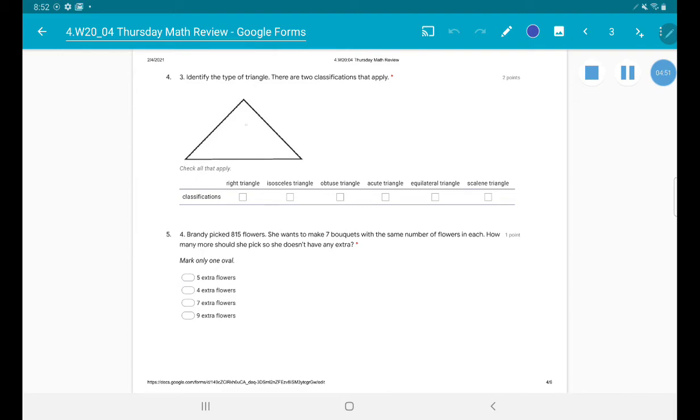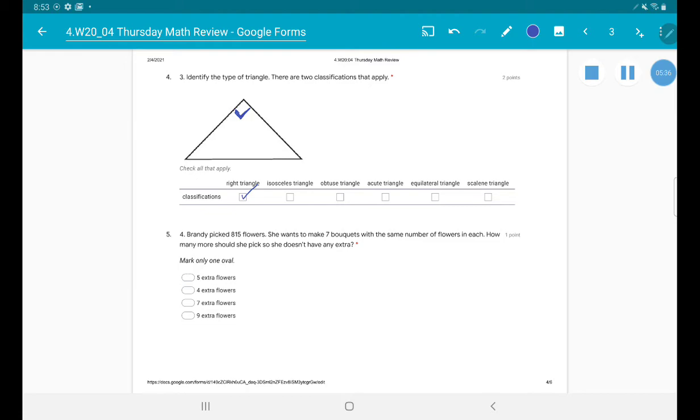It's a right triangle. That very top angle is a right angle. Even though it's turned that way, it still makes a 90-degree angle. So it's a right triangle. Then we have to classify it by the sides. Let's talk about equilateral triangle. What does equilateral mean? All sides are equal. Are all three of those sides the same length? No. It's kind of hard to tell, isn't it? But these two are a little bit shorter than this one. Okay, so it's not equilateral.